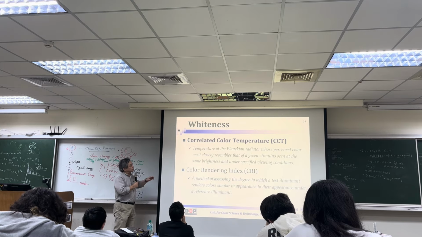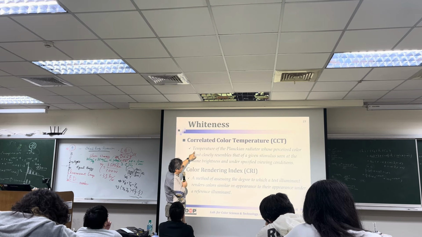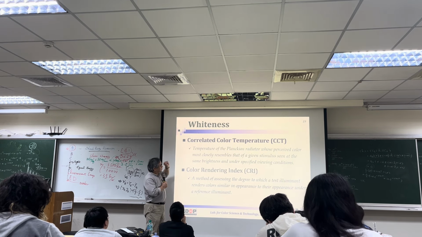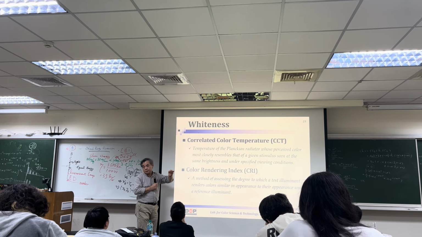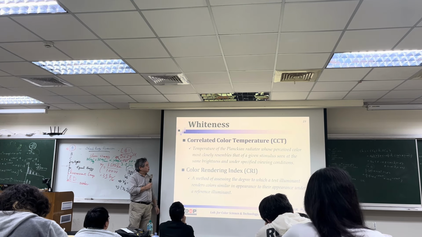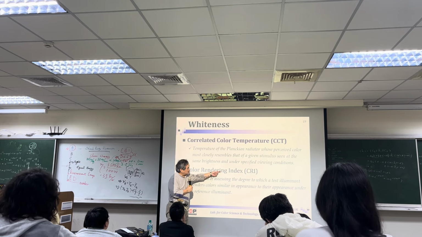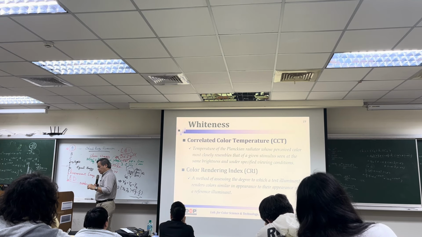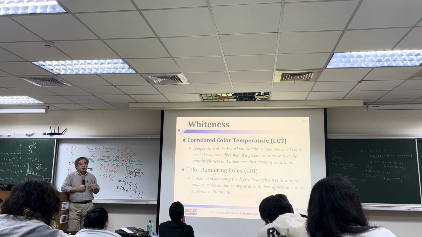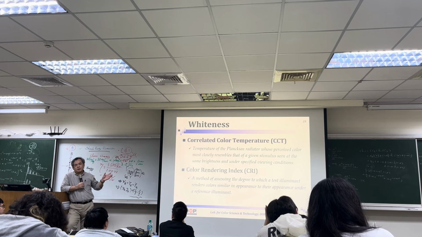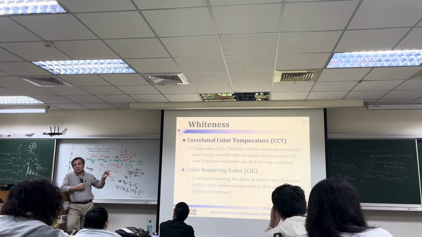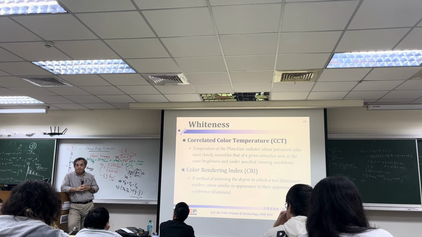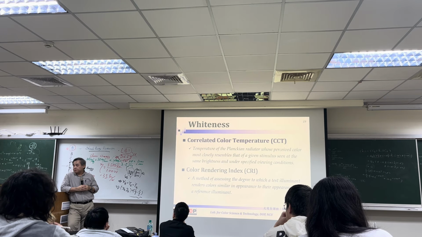So more precisely, we use correlated color temperature to describe the color of the light. How white is the light source, okay? And we use color rendering index, CRI, to describe how good the quality of the light source is. What's the quality? What's the function of the light source, especially the luminance? What's the function we most care about?